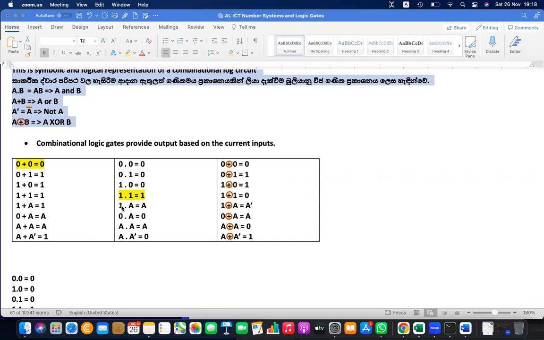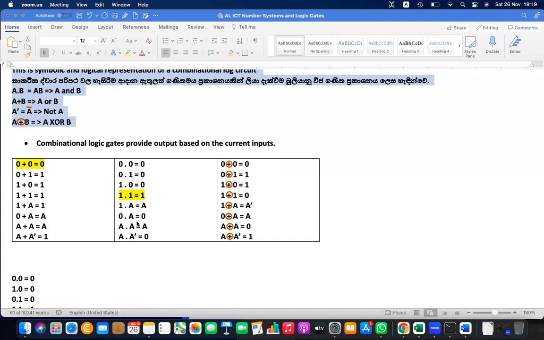Okay, then here, 1 AND 1 is 1. 1 AND A is A. Why? If A is 0, the output will be 0. If A is 1, then output is 1. That is same A. If A is 0, 1 AND 0 is 0. If A is 1, 1 AND 1 is 1. That is same A. Whatever you get for A, that is the final. But 0 AND A, definitely 0. Why? Because the AND gate will not tolerate 0.